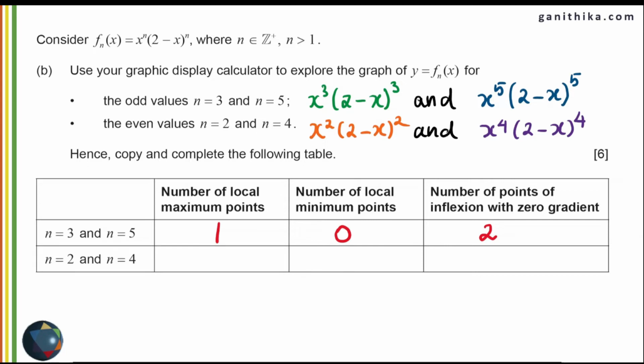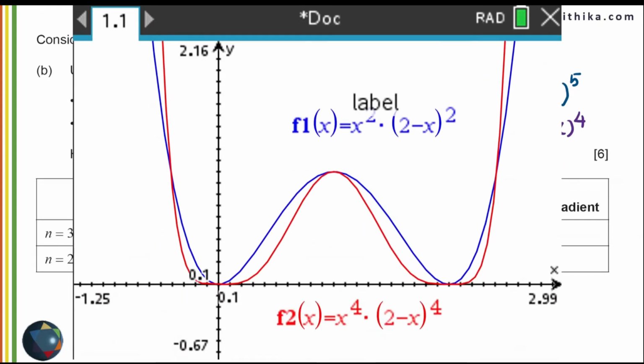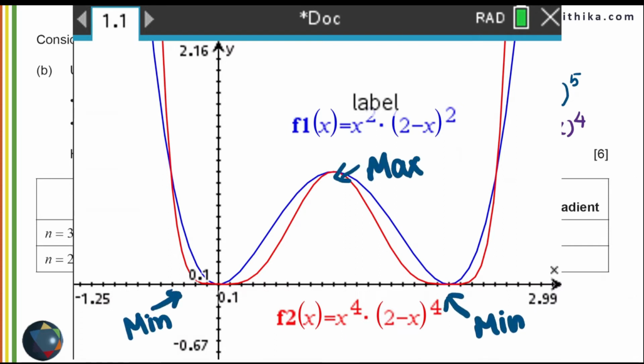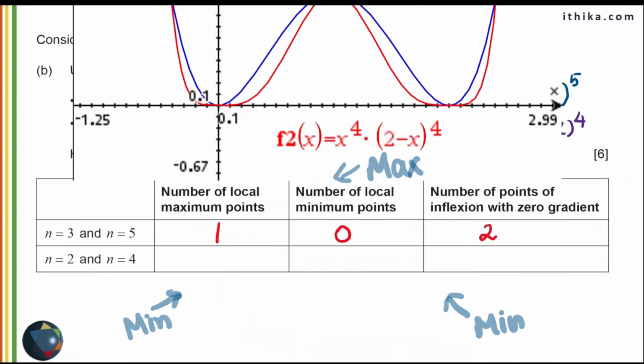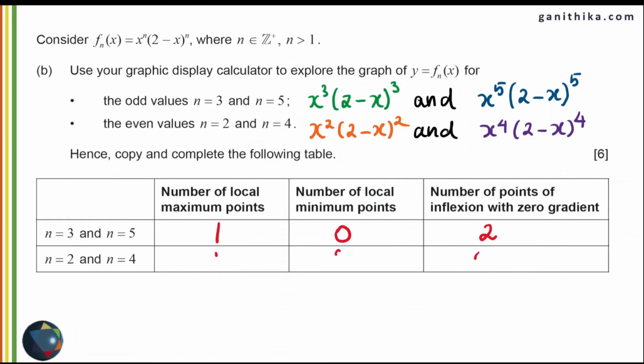For the next set of values, n equal to 2 and n equal to 4, the graphs would look like this, and you can see that there are two minimum points but one maximum point, and there are no stationary points of inflection. So you are only asked to find the stationary points of inflection. So there is no stationary point of inflection. You have two local minimum points and one local maximum point. So this is how you fill this table, and this is all you need to do for this question.